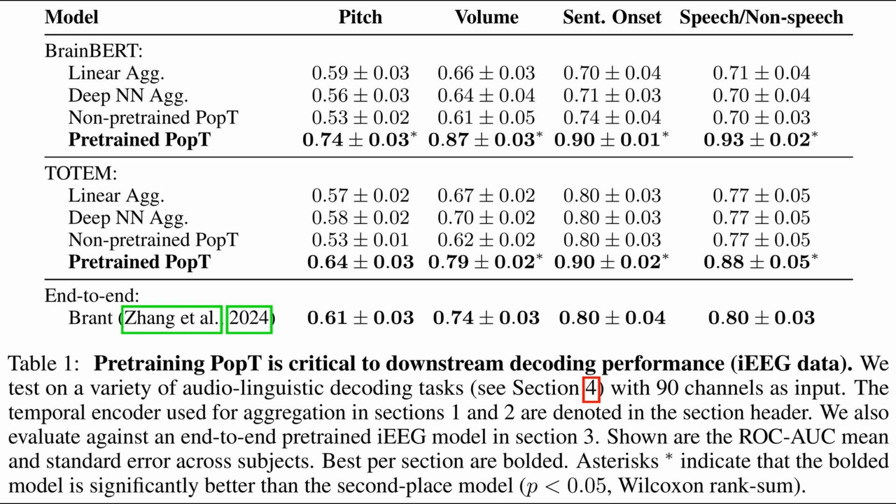Okay, so after understanding how it learns, this table really drives home why that self-supervised pre-training is so important. It shows results for decoding different audio-linguistic features, like pitch or distinguishing speech from non-speech, using intracranial electroencephalography, or IEEG data, which is brain activity recorded directly from the brain's surface. The numbers are ROC-AUC scores, a performance measure where higher is better, indicating how well the model distinguishes different brain activity patterns. And consistently, the pre-trained population transformer, especially with the BrainBERT temporal encoder, achieves the top scores, often by a good margin.